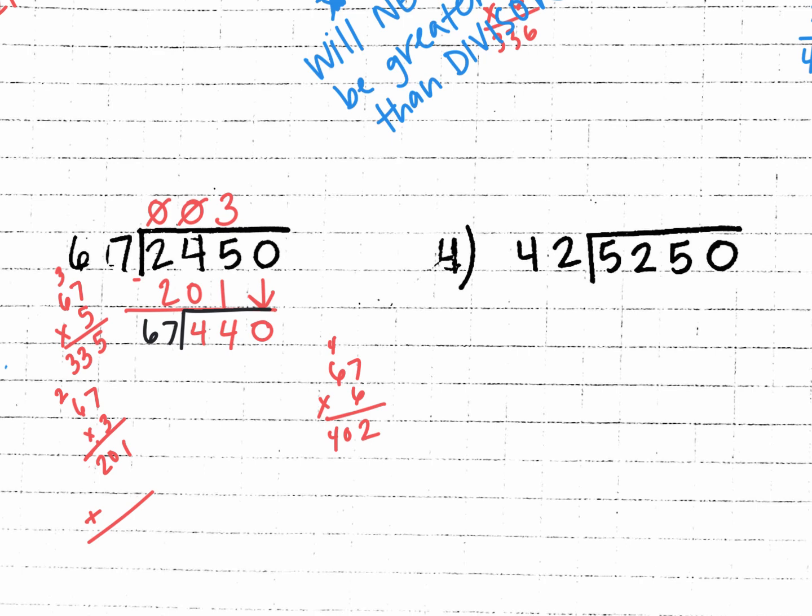If I did 67 times 7, would it be too much? It would be. Because if you take this and you added another, remember, multiplication is repeated addition. It'd be like adding another 67 to this. That would be 469, which is too much. That's too much for this. So it only goes in 6 times. It's 402. And then I subtract, and I have 38 as my remainder. 36, remainder 38.